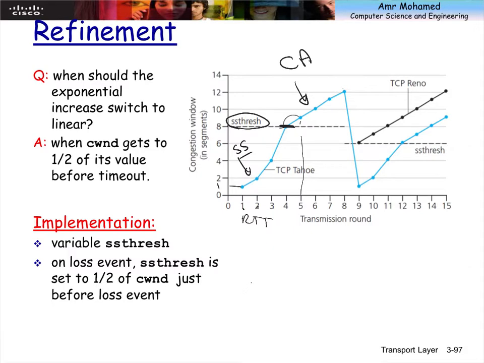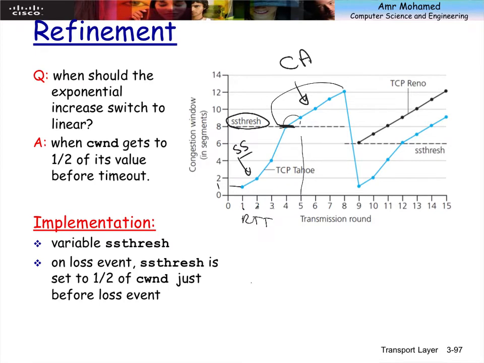Why? Because the assumption here is that in this congestion avoidance phase, we are getting close to the limits of the network. So we better be careful and increase with care. Any questions? I can actually ask you tons of questions on this curve, by the way. As simple as it looks.